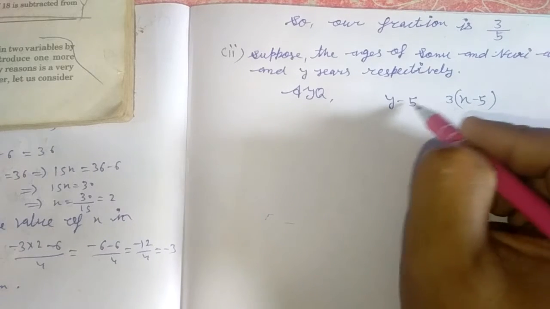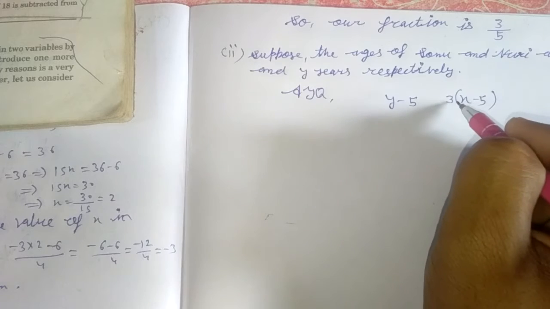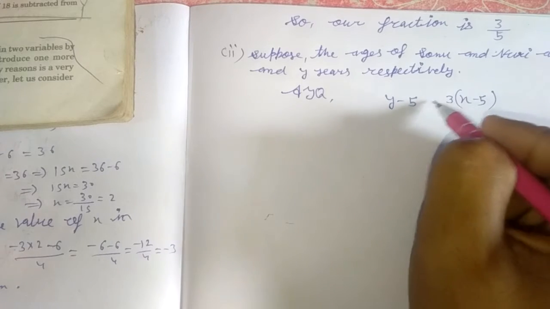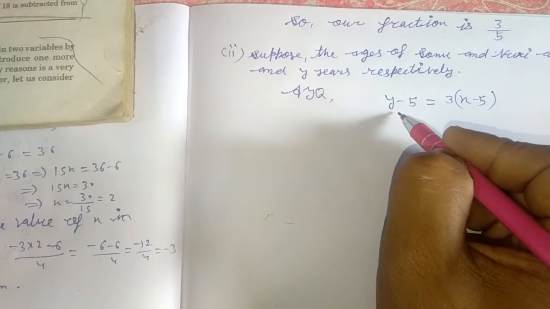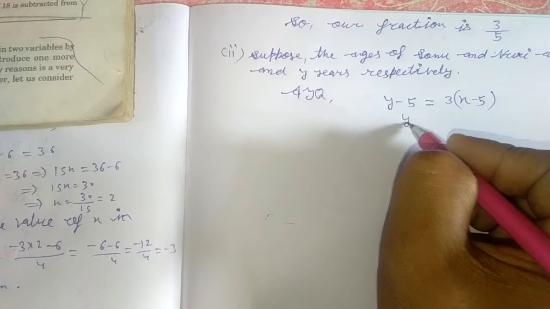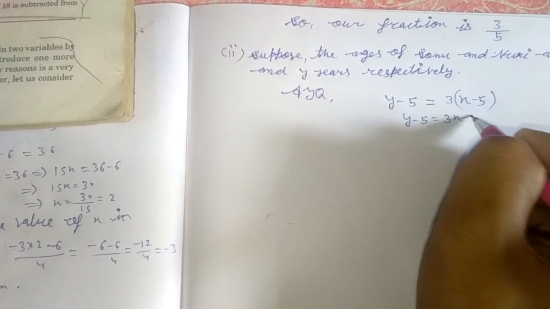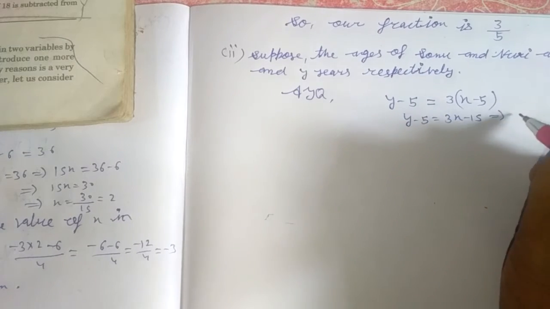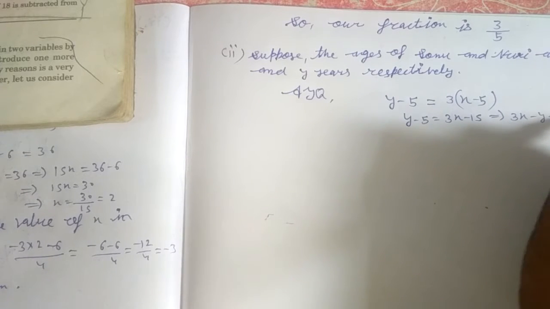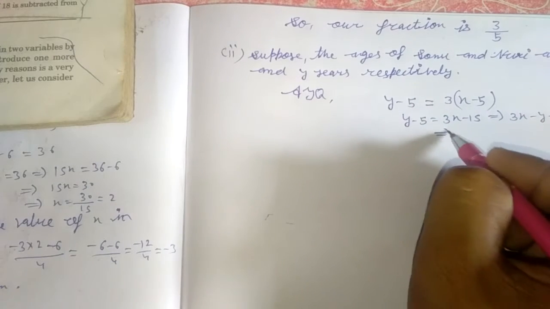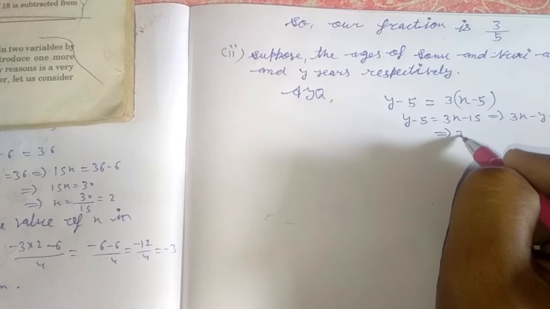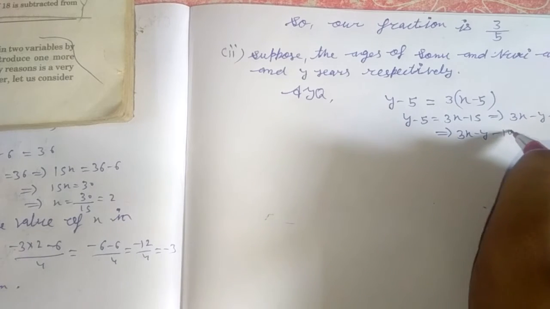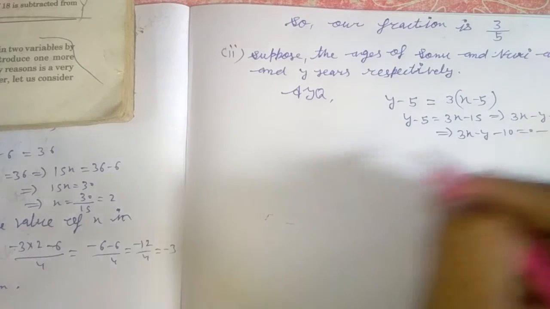Okay, before 5 years, y minus 5 and 3 bracket x minus 5 will be equal. Okay, so now we solve this. y minus 5 equal to 3x minus 15. This implies that 3x transferred to the right side, minus y minus 15 plus 5 equals 0. This implies that 3x minus y minus 10 is equal to 0. It is our first equation.